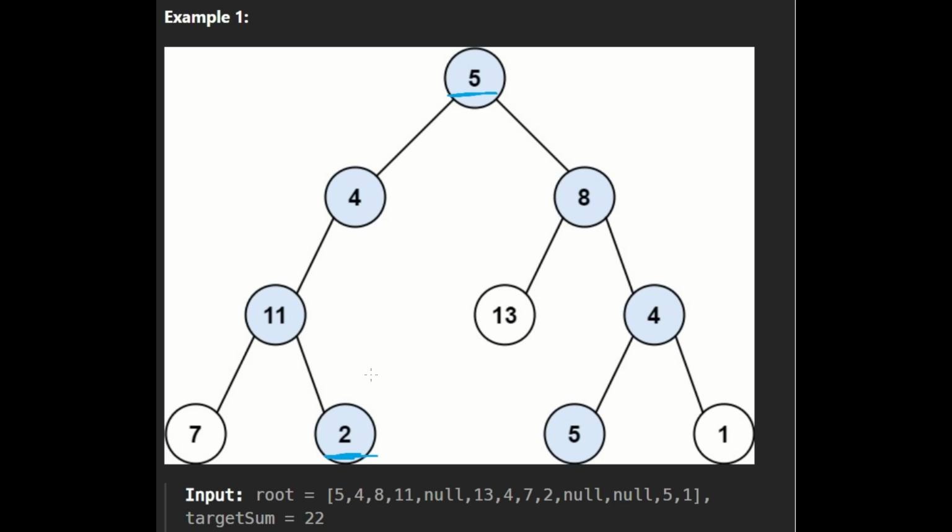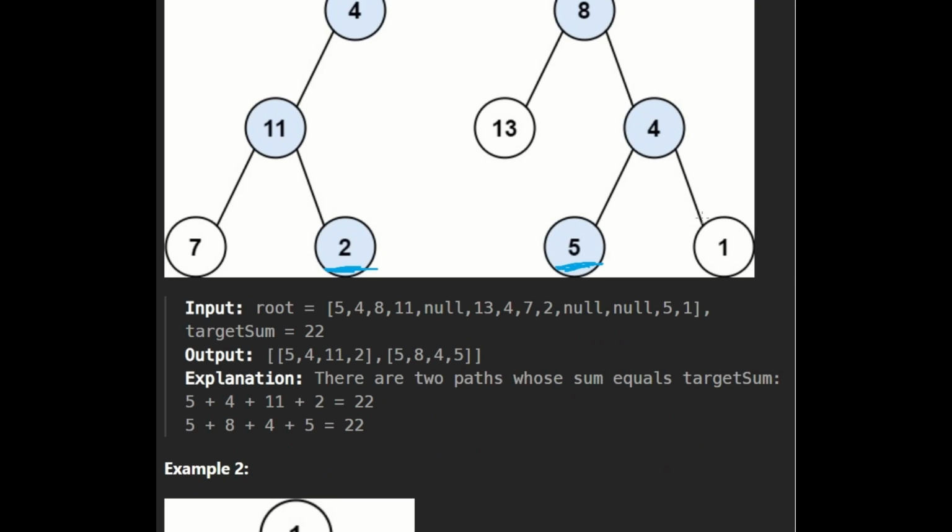And the second path we need to find starts at the root and ends at this leaf node. So the values in that path are 5, 8, 4, 5. These values also sum up to 22. So what we need to return is a list, and in that list we have two lists. It's like this.